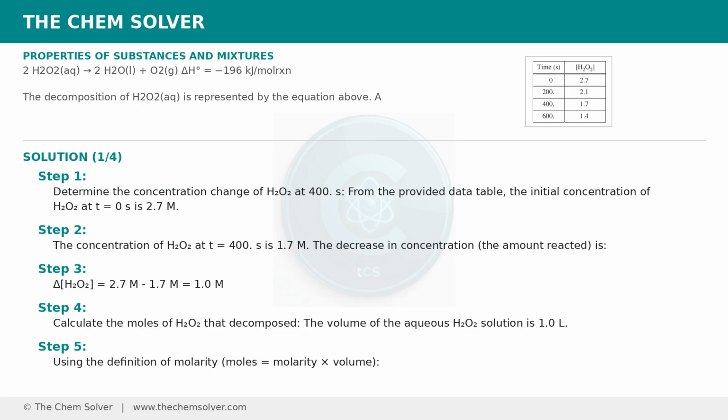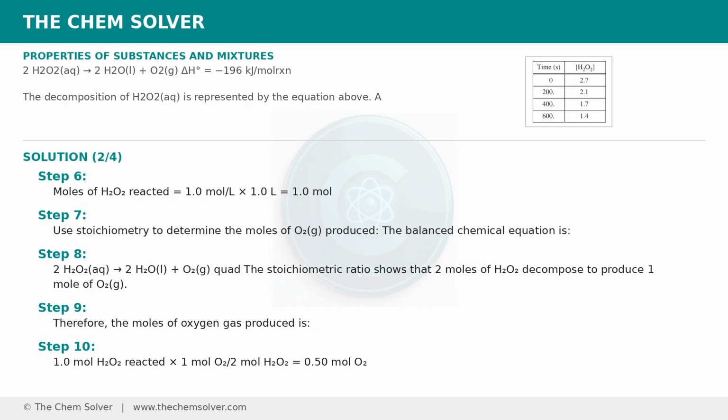Calculate the moles of H2O2 that decomposed. The volume of the aqueous H2O2 solution is 1.0 liters. Using the definition of molarity, moles equals molarity times volume. Moles of H2O2 reacted equals 1.0 moles per liter times 1.0 liters equals 1.0 moles.